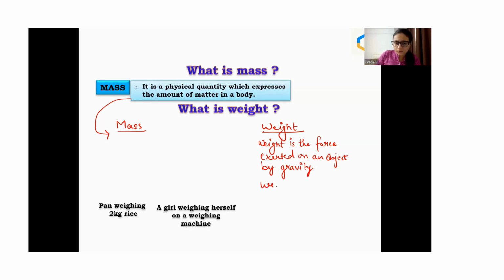So weight is variable. Mass remains constant.